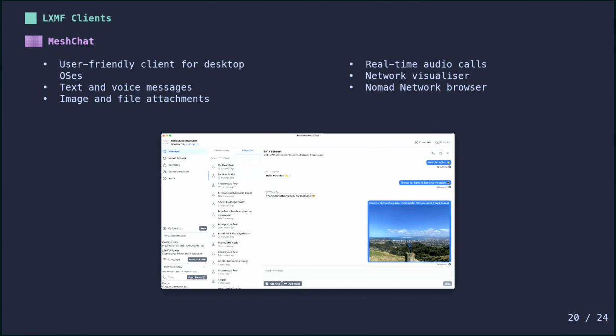MeshChat is another nice user-friendly client written by a guy named Liam Cottle, also using LXMF, interoperable with all of the other clients, of course. This one also features real-time audio calls, which is a really cool feature. And this works over LoRa as well, which is quite fun to mess around with. It also has a Nomad network browser, which is the lightweight page hosting system that I talked about before.